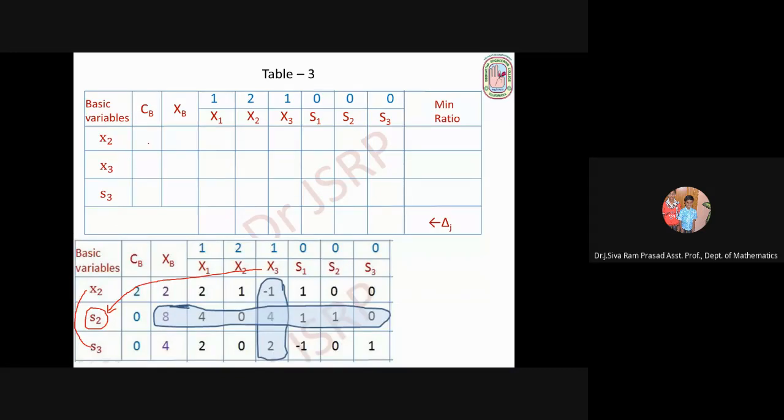Cost CB. X2 cost 2, this is. And X3 cost 1. And S3 is slack variable, its cost is 0.